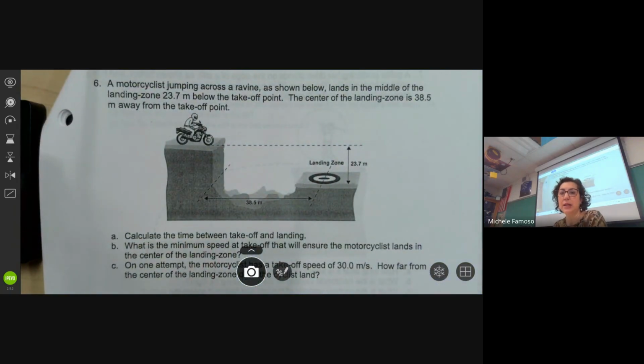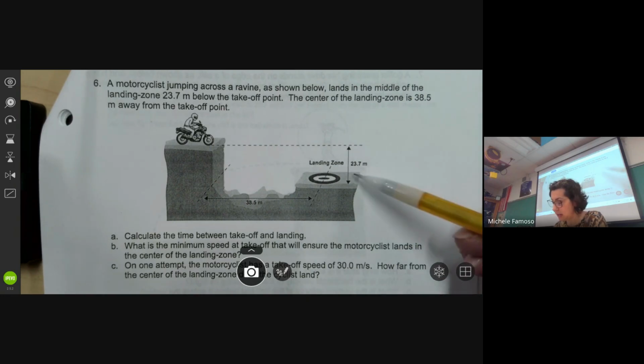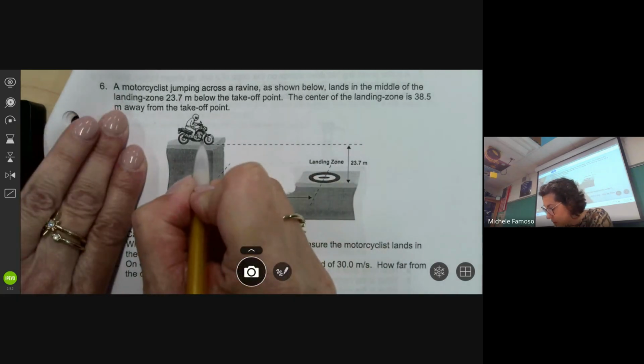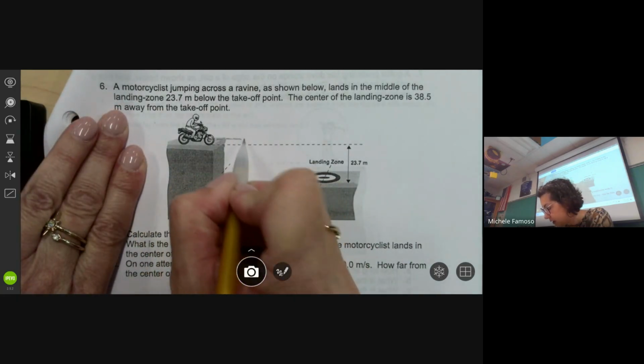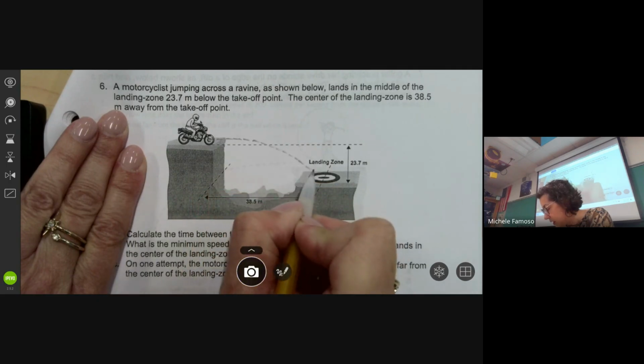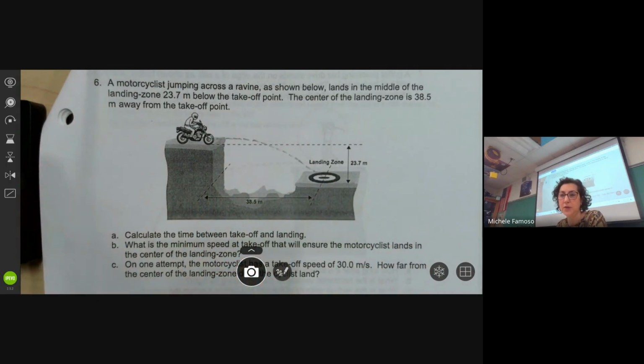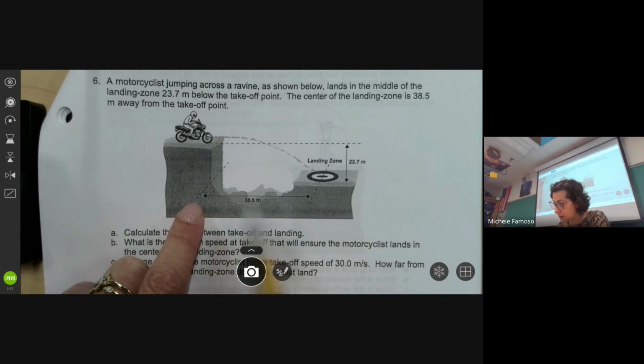All right, let's go on to number 6. We have a motorcyclist jumping across a ravine as shown below, and it's landing in the middle of a landing zone over here, which is 23.7 meters below the takeoff point. So this motorcyclist is going to come off that cliff, come down, and land there in the landing zone, forming that parabola. Now it shows that the center of the landing zone is 38.5 meters away from the takeoff.